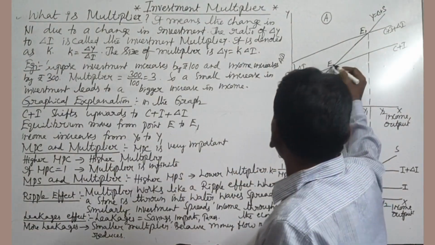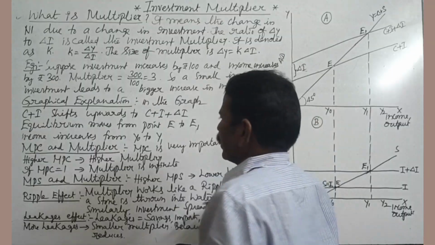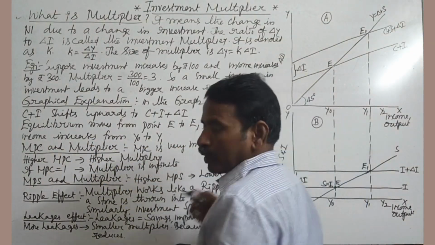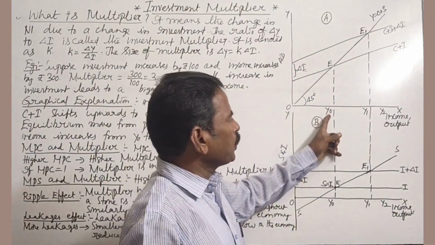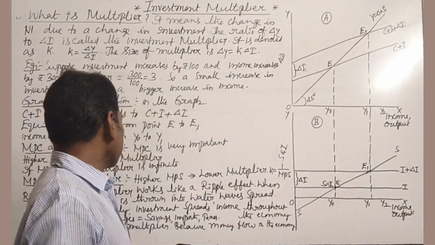This is E and this is E1. E to E1. And the income increases from Y0 to Y1. Income increases from Y0 to Y1. Right. Next.